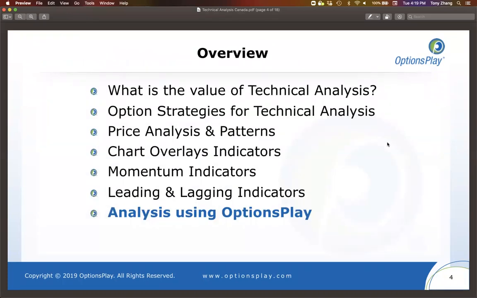So I'm going to cover quite a few things here today. I'm going to start off by talking about what is the value of technical analysis? Why do I use it? What benefits do I derive from it? And more importantly, what are the different aspects that I get from technical analysis that are going to help me decide what is the suitable option strategy to trade? So once we cover that, I'm going to talk about 3 different option strategies today.